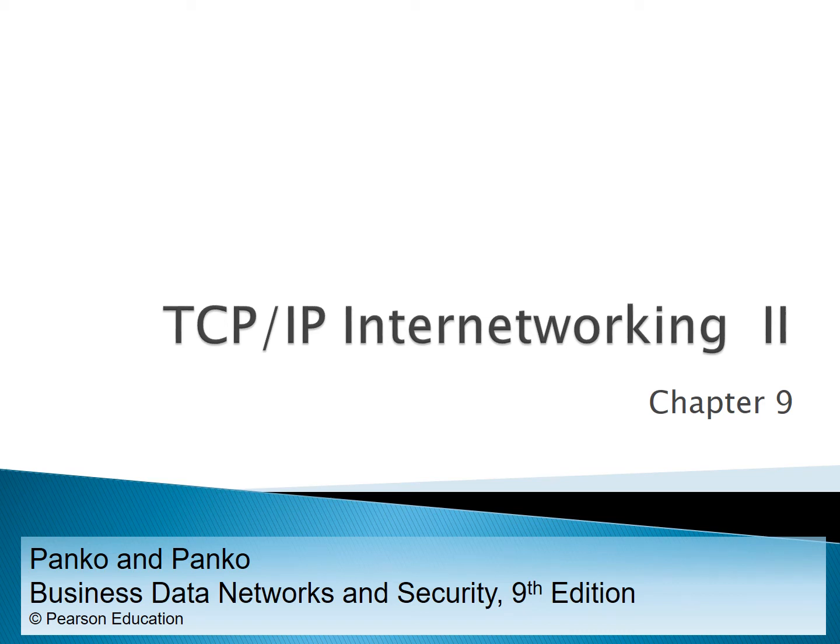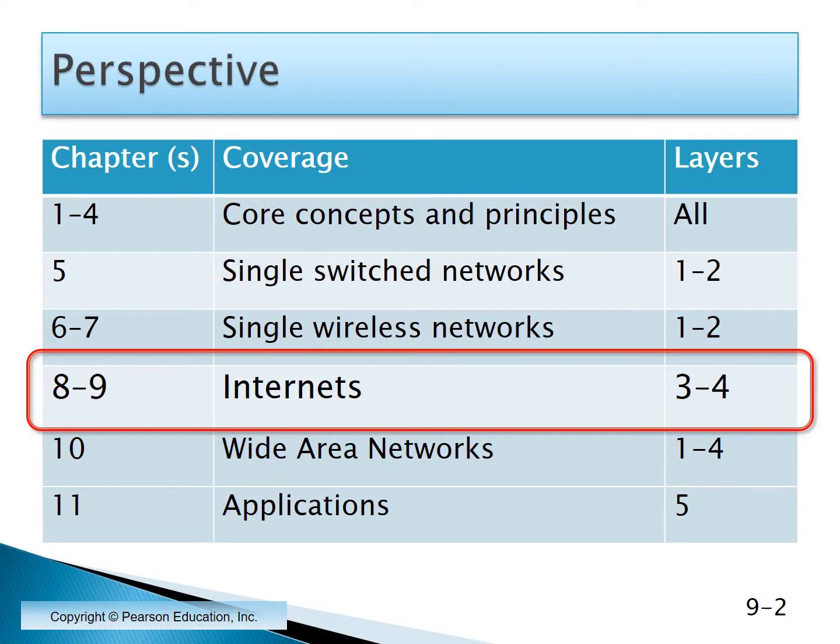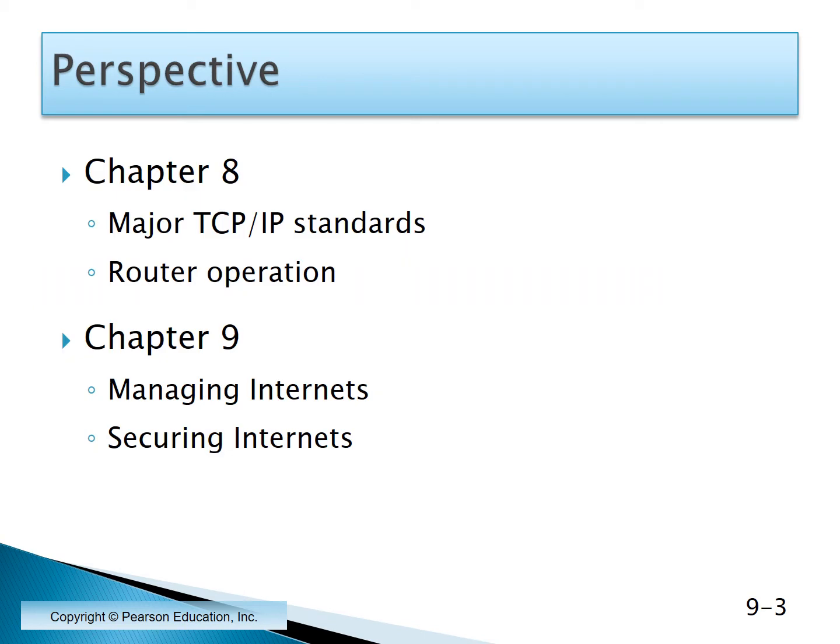Hello everyone. In this chapter, we will continue our discussion of TCP/IP internetworking. So we will continue our discussion on layer 3 and layer 4 of the internet, which are mostly about TCP/IP, UDP. And that's what we talked about last chapter, focusing on the standards and the protocols. So in this chapter, we are going to talk more about how we manage the internet and also how we secure the internet.